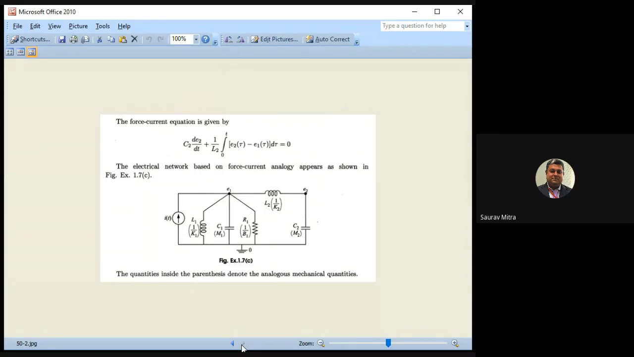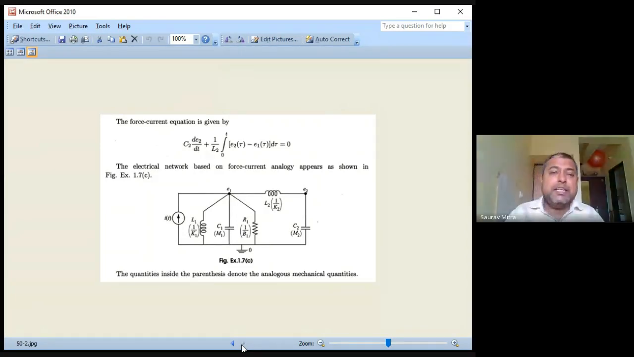One numerical is already solved. The second numerical I will ask you in your OBA, as a solution. The question will be, whatever mechanical system I give, first find both transfer functions, that is X1(s) by F(s) and X2(s) by F(s). Then convert it into the equivalent FI analogy. Then write down its loop equations in the Laplace domain, and find the transfer functions, that is phi 1(s) by I(s) and phi 2(s) by I(s), because we know that E is equal to d phi(t)/dt.